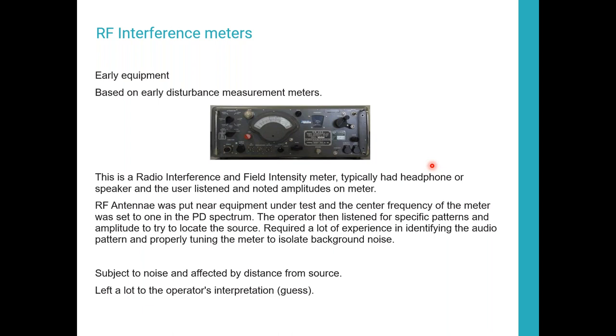This type of testing required a lot of experience in identifying the patterns and the amplitude. It was subject to background noise. So if you had anything that was emitting RF noise in the vicinity, it tended to cause interference and give false positives. So you had to have a rather clean environment set up to test it. And that's where a lot of early testing of transformers was being done, in labs. You'd set up a Faraday cage so you wouldn't get any external RF interference, and you would test for radio frequencies being emitted by the transformer.